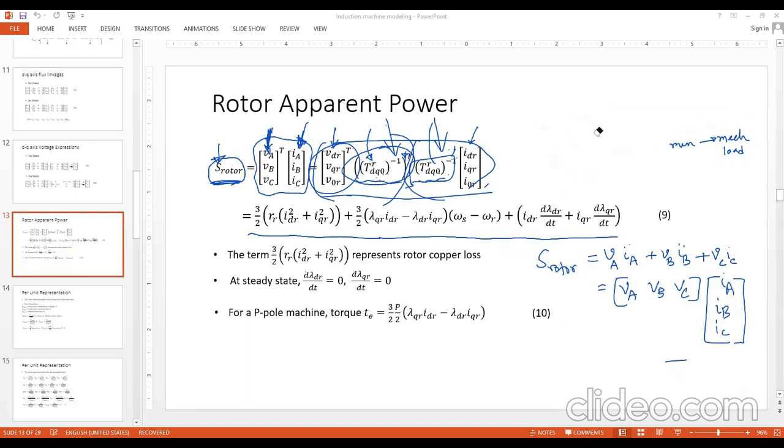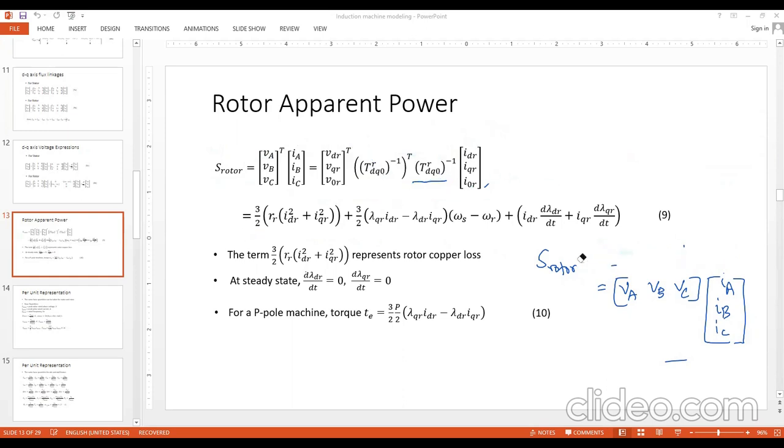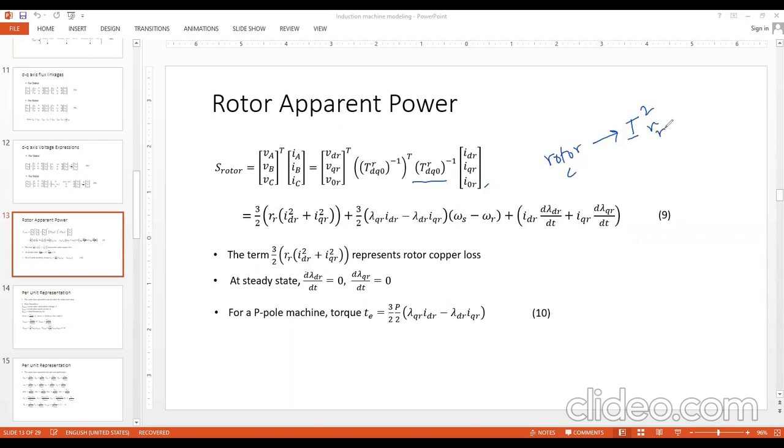Once you get this, you can see that there are 3 parts in the whole expression for S rotor. The first part is very clearly IDR squared plus IQR squared multiplied by RR. So this is something like I squared R, which is nothing but the rotor copper loss. I squared R, RR. The second part is some lambda I minus some other lambda I multiplied by the slip speed. Okay, so we leave it for the time being.